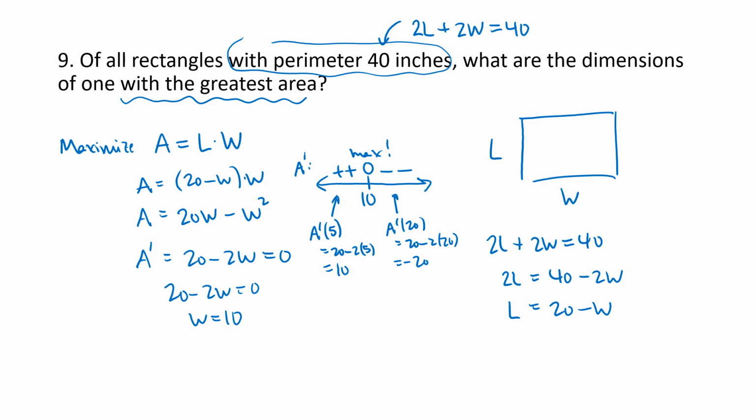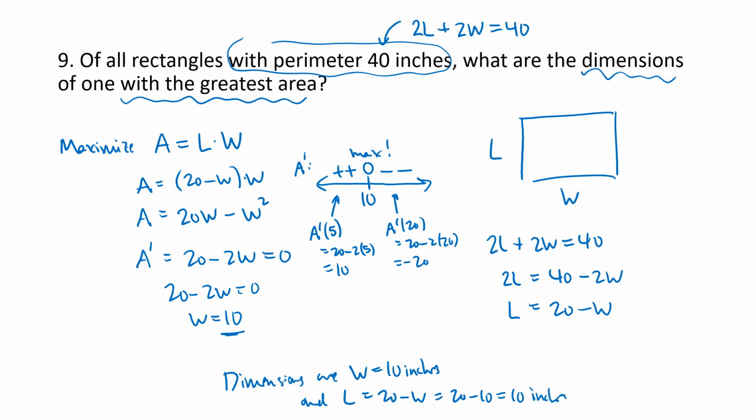Now did I answer the question? Well, the question asked for the dimensions. I figured out the width, but I didn't figure out the length. So the dimensions are the width equals 10, and the units in this problem are inches. And the length, well, I know that's 20 minus W, so that's 20 minus 10, which is also 10 inches. So that would be the answer to my question.